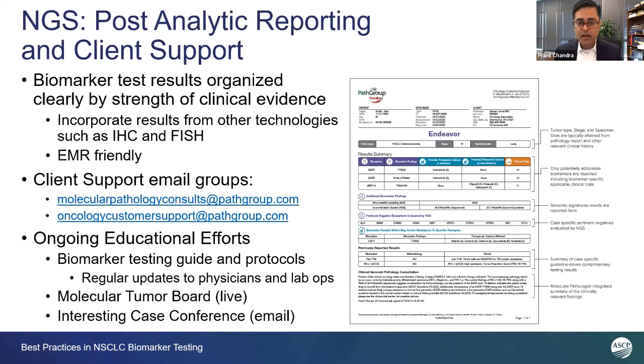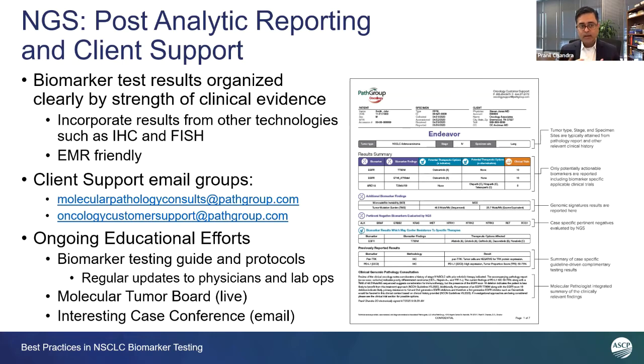Other things to keep in mind about the report that gets generated is the transmissibility into the electronic medical record. And so you have to design your report so that it is lucid, it's easy to follow. All of the information that comes out of your testing is right there, and it doesn't require a lot of time investment to understand what's going on for the patient. So that is another really important post-analytic step that we all need to be thinking about.